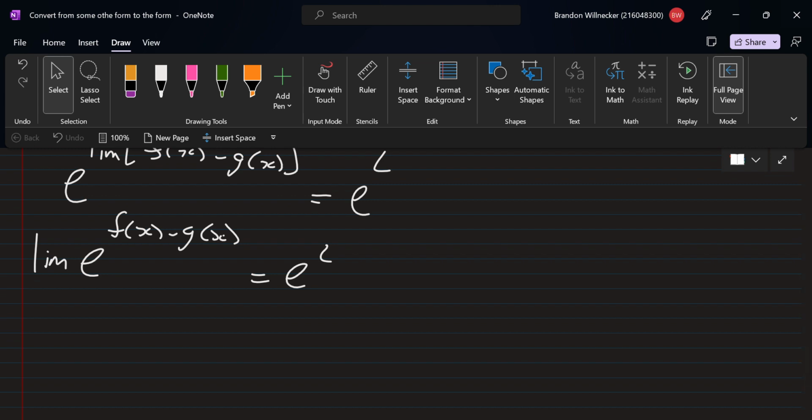Now, e to the f of x minus g of x, we can separate that out. We have the limit of e to the f of x times e to the minus g of x.